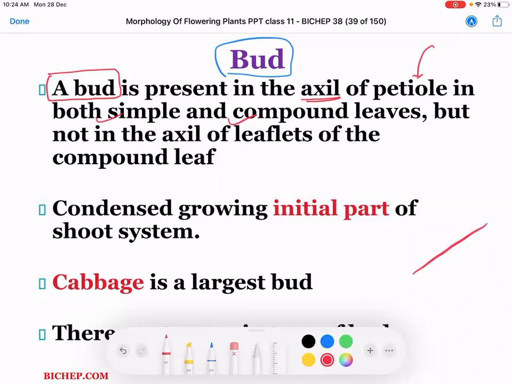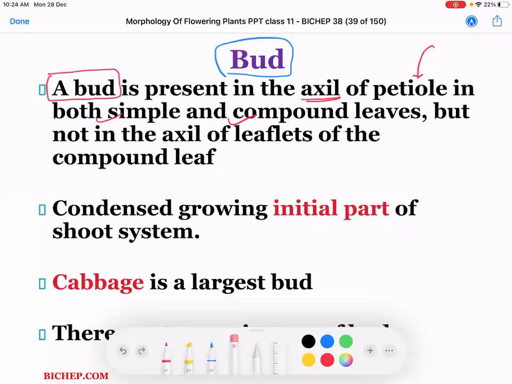For example, if this is the petiole and only one leaf is placed on the axis of this petiole, it is called a simple leaf. But if this is a petiole, and on the petiole you have 1, 2, 3, 4 or more small leaflets, then it is called a compound leaf. That's what you are supposed to remember. Ready? So either simple or compound leaf, they have a bud.